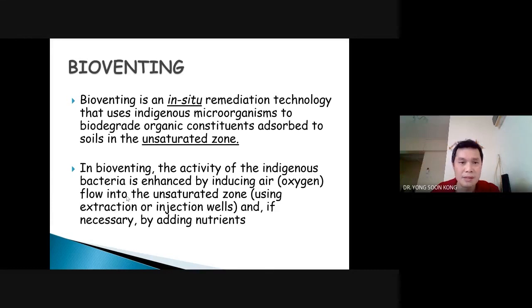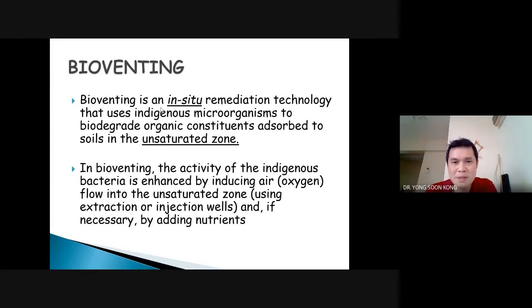Okay, so in this case, this technique is definitely in situ. It can be used ex situ, but like I said earlier, if you can reduce the cost, then might as well do it in situ. So a lot of this bioventing actually is done in situ, because out of the three techniques that we have talked about just now, bioventing is the cheapest.